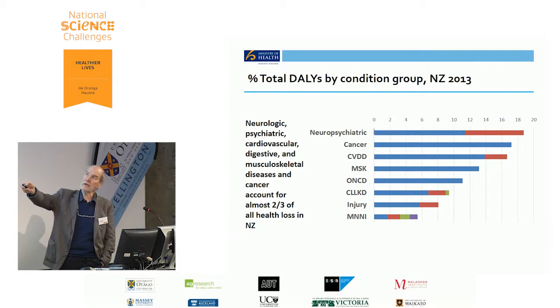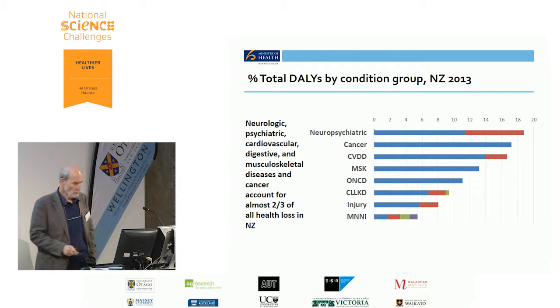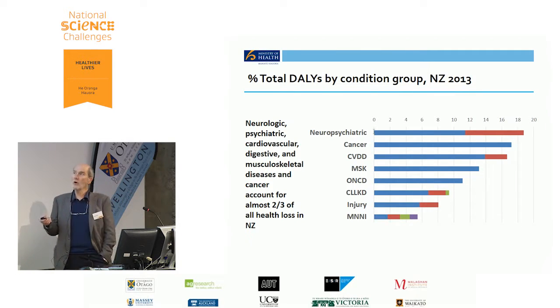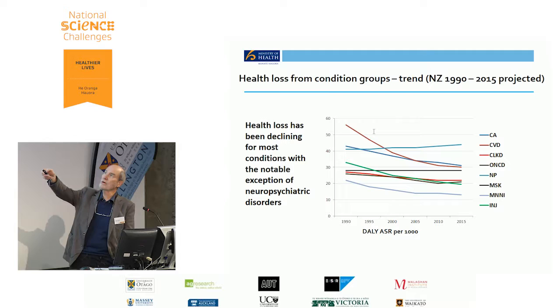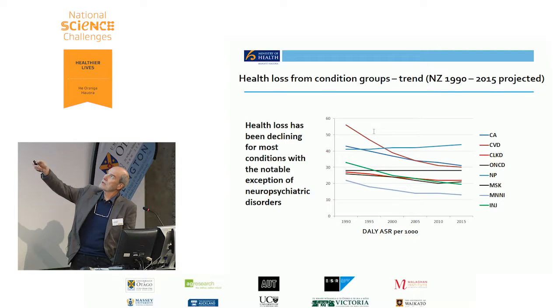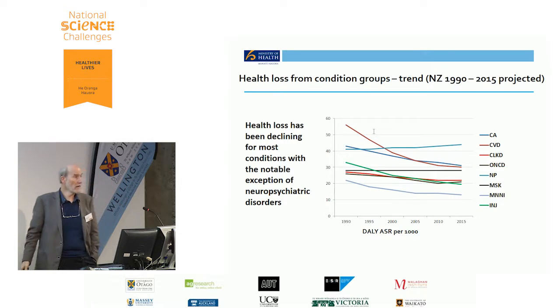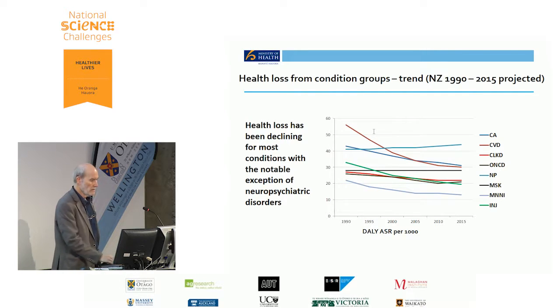And neurologic and psychiatric, cardiovascular, digestive, musculoskeletal diseases and cancer account for almost 2/3 of the health loss that we see in New Zealand. In the same way that we saw the age-standardised rates coming down for the DALYs as a whole, you'll see that most of these are coming down also, with the primary and important exception of neuropsychiatric disorders, which are actually going up as part of the burden of our disease. And you can see where they are. They're in that position that I just showed you in the previous slide.